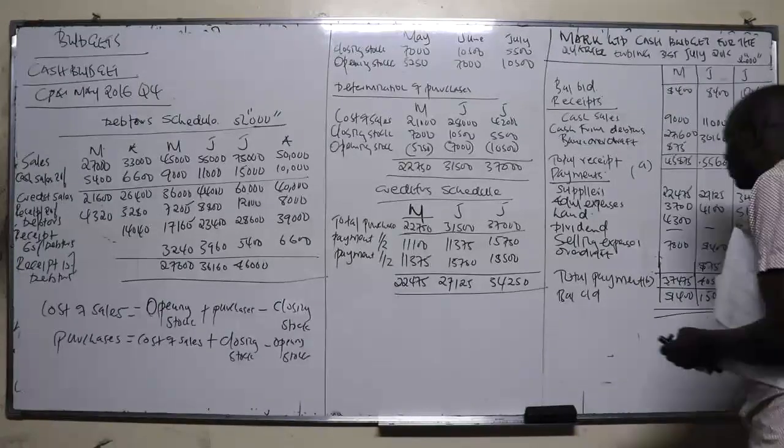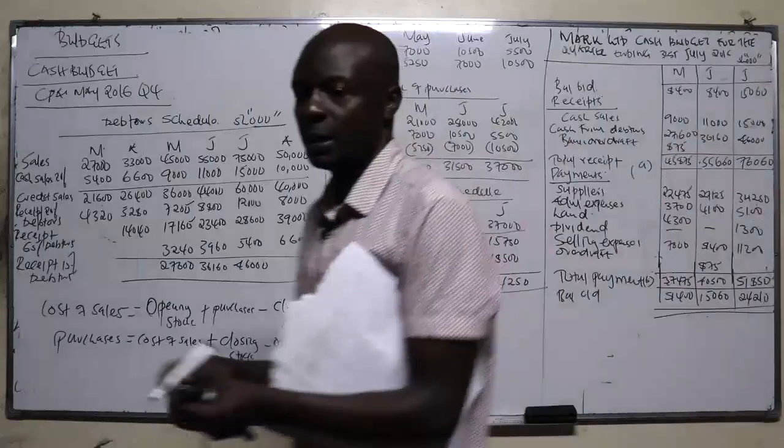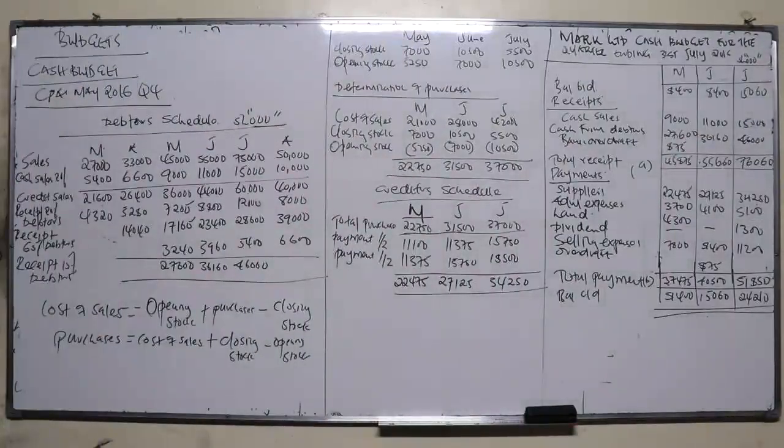So that is how that question should have been done, and it answers you. So cash budget is very sensitive, so you need to know how to do it. That one will bring us to the end of cash budget. We want to look at another budget, so I'll give you a minute or so to take a copy of this.